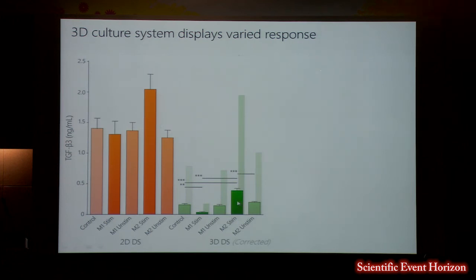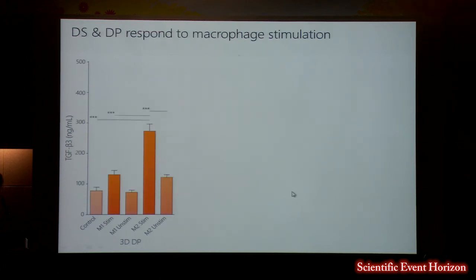However, in the 3D model system, we saw lots of significant differences between the treatments, which I will go into on the next slide. So we were happy using our 3D model, and we decided then to investigate the response of the various different dermal cell populations. So these are DP cells.